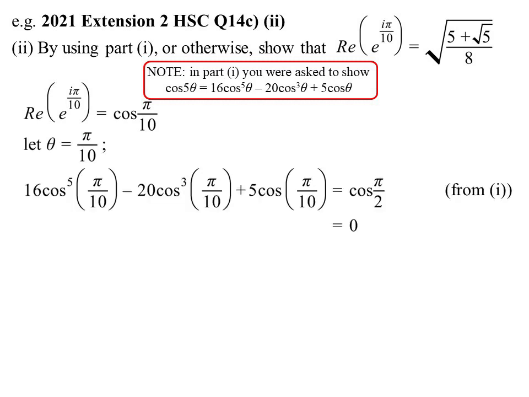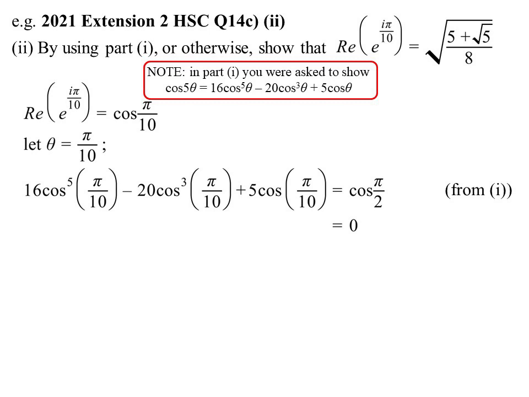So if I let theta be pi on 10 in this expression, because it said using part 1 or otherwise, they're giving me a big hint. So all right, let's use it. Let's substitute it into that formula that we've just worked out in part 1. Then 16 cos pi on 10 to the power of 5 minus 20, and so on, will equal cos 5 theta. Well, hang on. When I multiply pi on 10 by 5, I get pi on 2. And I know the cos of pi on 2, or 90 degrees, is 0. I know all of that is equal to 0.